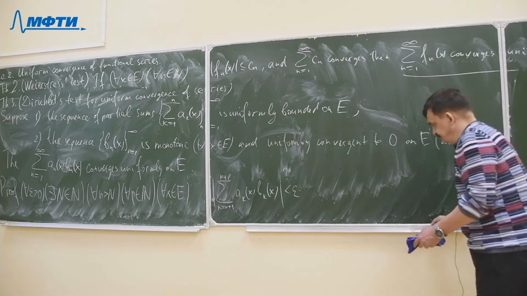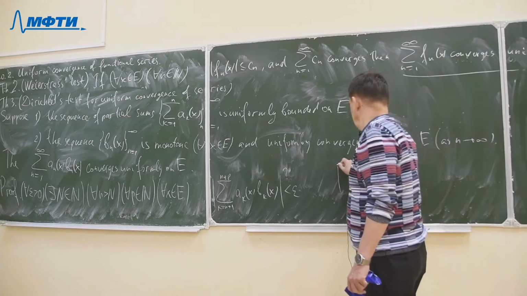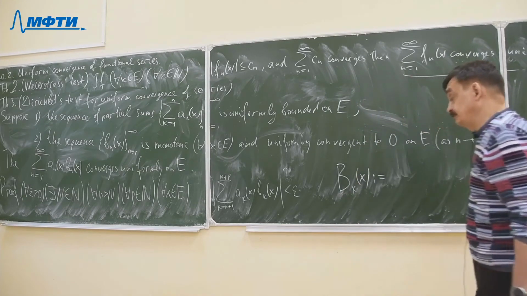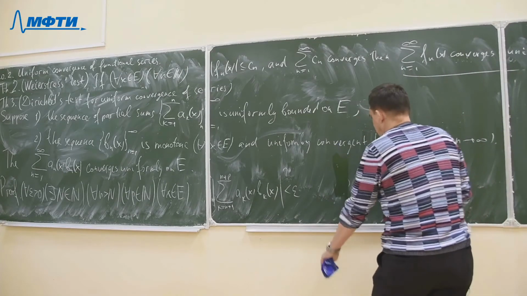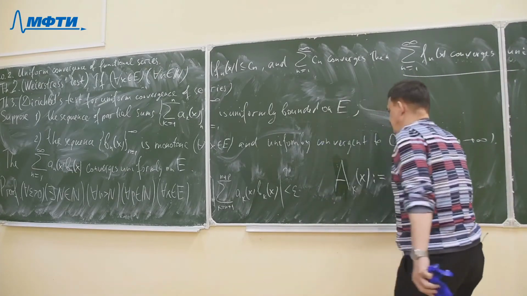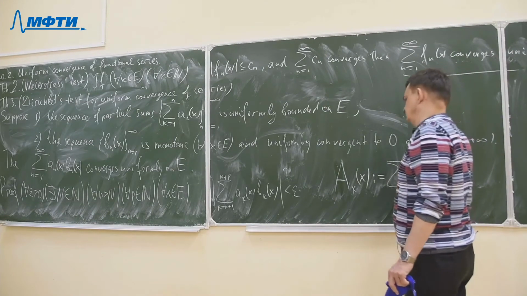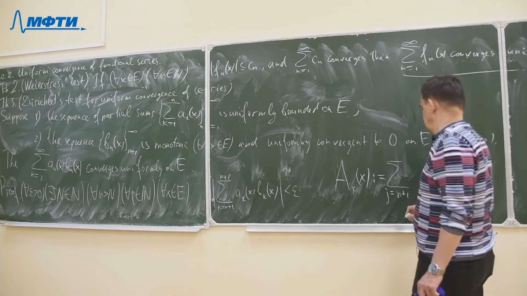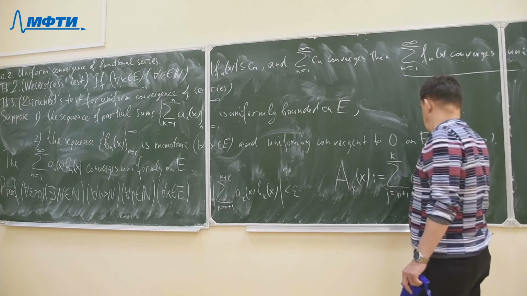For that reason, let me introduce the notation. So let's say capital A_k of x, let it be by definition the sum for j starting from n plus 1 up to k of a_j of x.